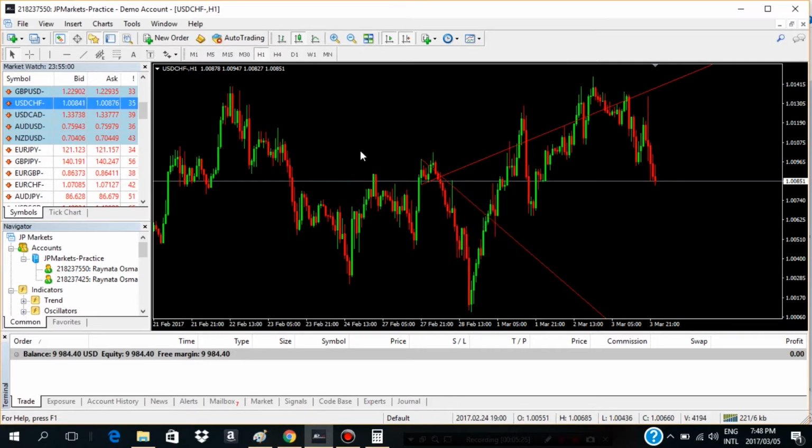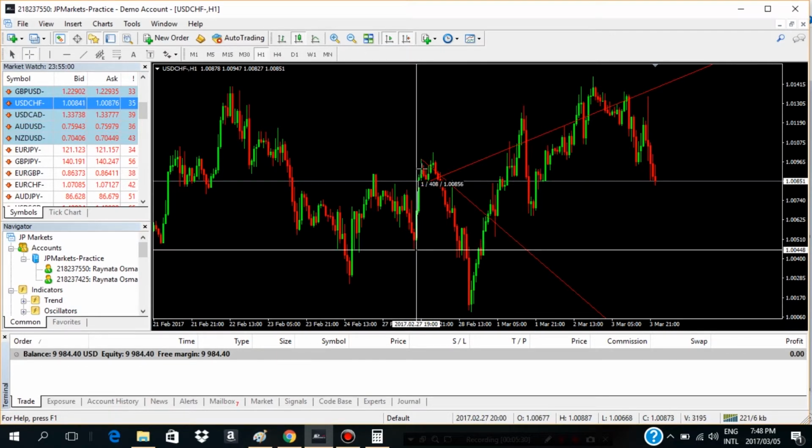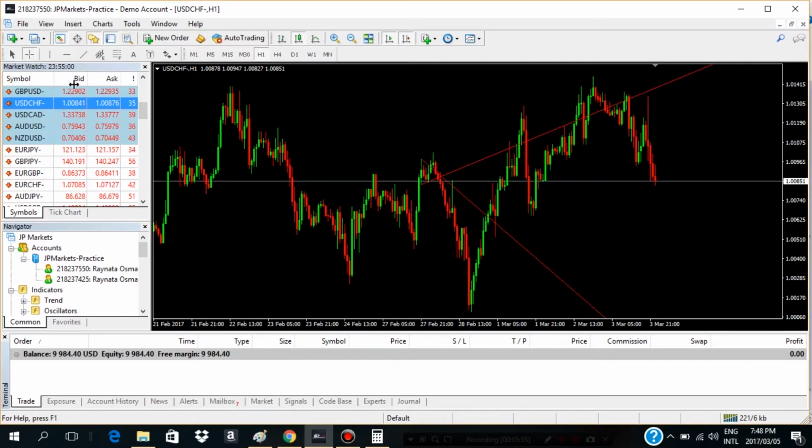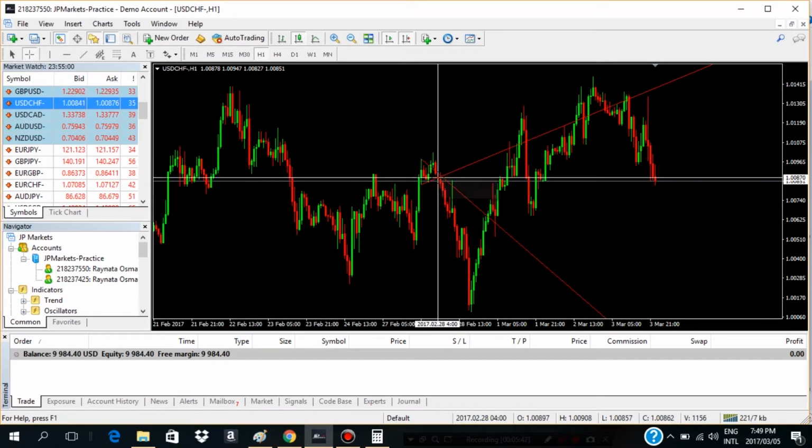Now let's see, it clearly broke out to the downside. So the flagpole is 534. 50% of that is 230.